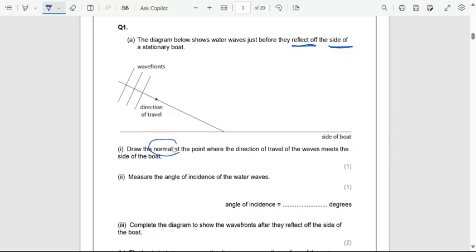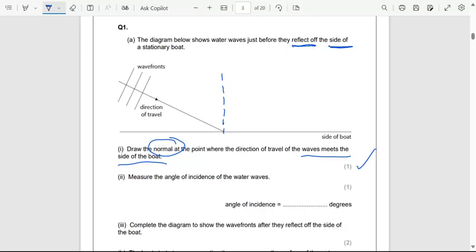But that's not what it asks us to do first. It asks us to draw the normal. Now, the normal, it tells you, is where the waves meet the side of the boat, right? And we need to draw the normal perpendicular to the side of the boat, because that's what normal means. It means at right angles too. Okay, so you can see the angle between the dotted line and the side of the boat is 90 degrees, and that's going to get me 1 mark.